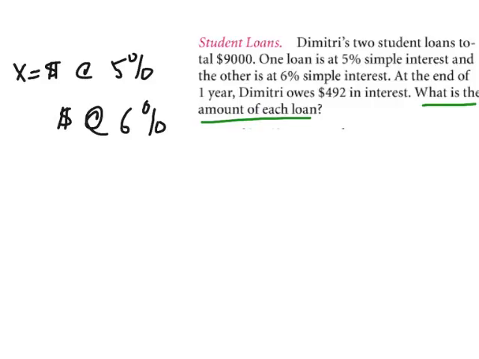All right, so here's what you got to look for here. Dimitri's student loans total $9,000. So he owes $9,000 altogether, but X of it is already used up back here. So how much is left? Well, if you have 9,000 out and X of it is in one account, then 9,000 minus X must be in the other account. Alright, so there's your two things that you're looking for.